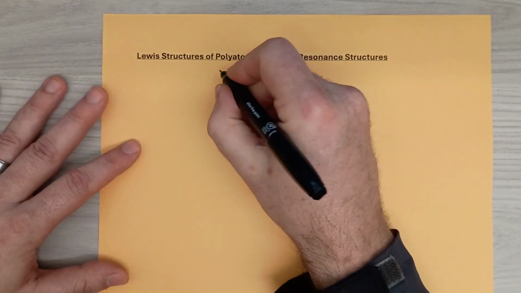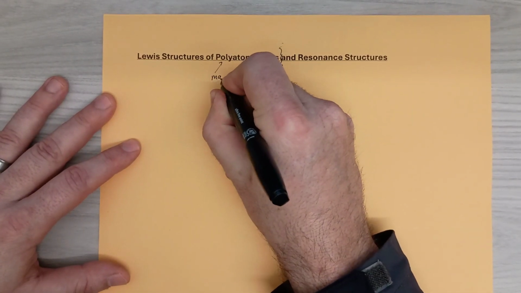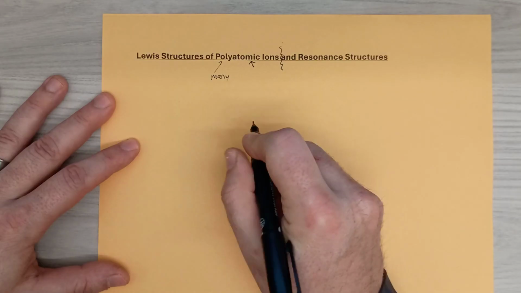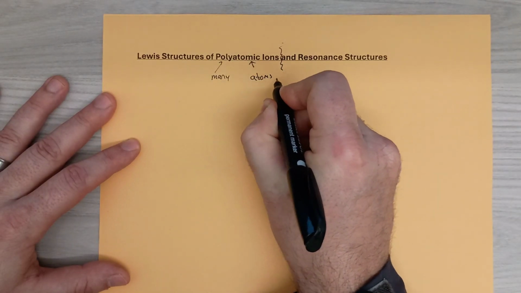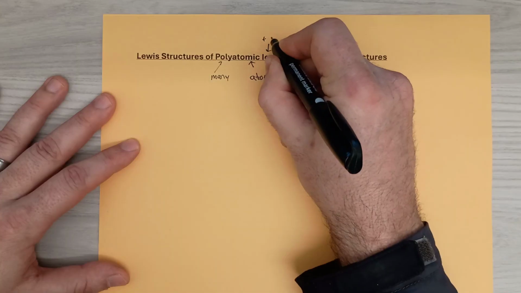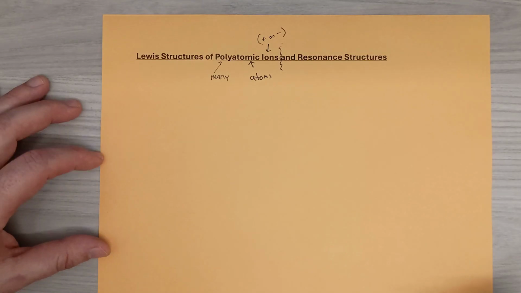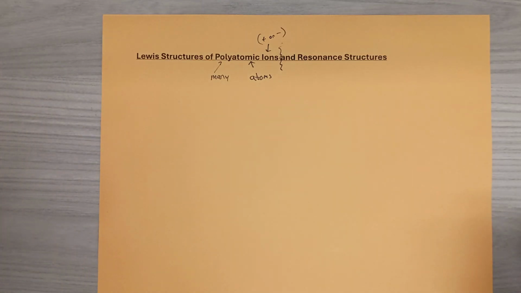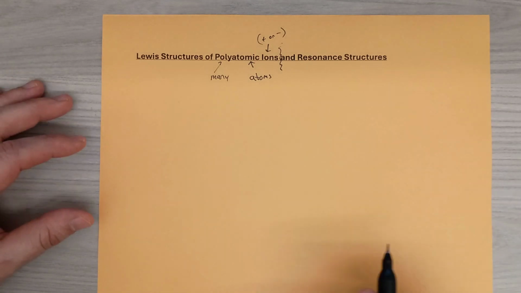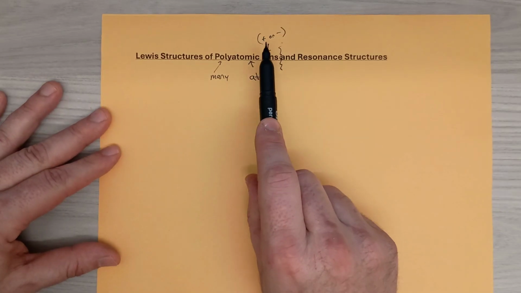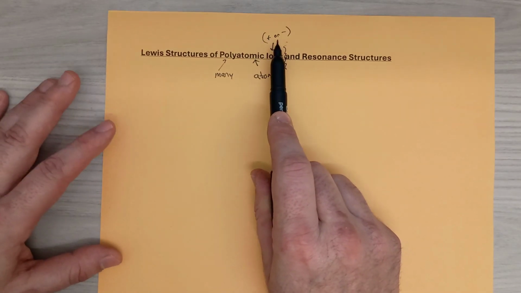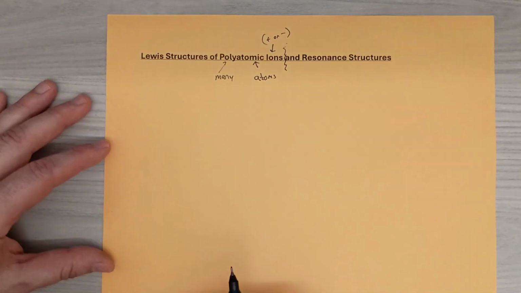What's a polyatomic ion? Poly means many. Atomic is atoms. And of course, an ion means it has a positive or negative charge, so it's gained or lost electrons. What are we going to do here? Really, it's the same as drawing any molecular compound Lewis structure with just one extra thing we have to pay attention to. We have to pay attention to what electrons have been gained or lost and how many of them there are, and make sure we've accounted for those in the Lewis structure.